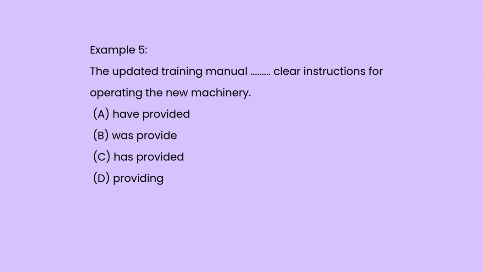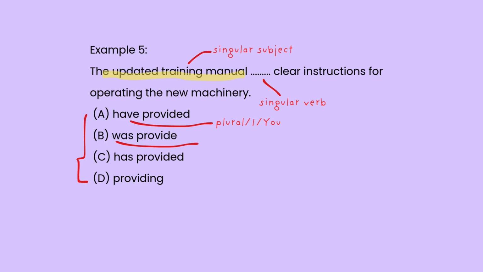Look at example 5. You can immediately notice verbs in the options, but we know that the subject of the sentence is the updated training manual, which is singular. That means the verb must also be singular. Option A, have provided, is plural and it doesn't match. Option B, was provide, is incorrect because it mixes past tense with the base form.